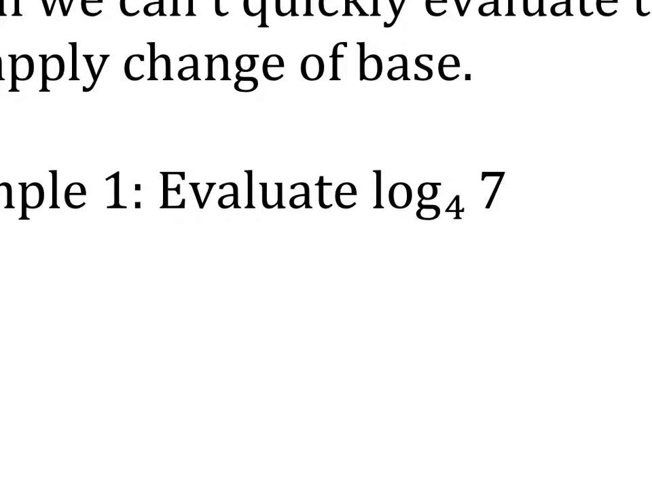Okay, we're going to evaluate log base 4 of 7. So usually we cannot do that because the calculator doesn't have any base besides 10 and e. It doesn't have log base anything, it just has log and ln. So to evaluate this, we use change of base. Let's say that I want to use log base 10. Then I just do log 7 over log 4.